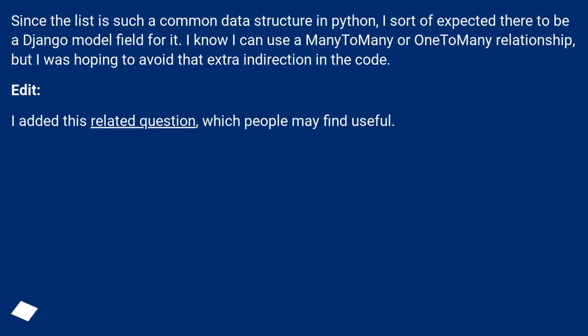Since the list is such a common data structure in Python, I sort of expected there to be a Django model field for it. I know I can use a many-to-many or one-to-many relationship, but I was hoping to avoid that extra indirection in the code. Edit: I added this related question, which people may find useful.